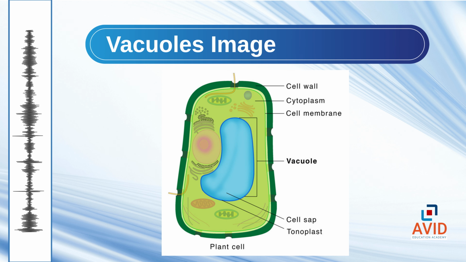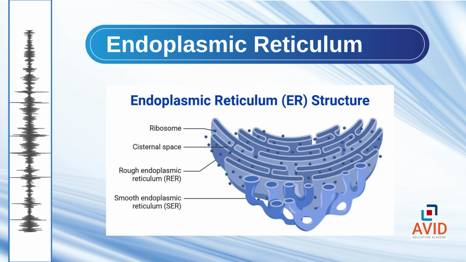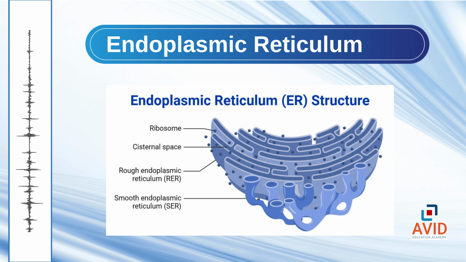For example, vacuoles are like storage tanks or backpacks. They hold useful items and keep things organized. Now let's look at the endoplasmic reticulum, or ER. The ER is like a transport system inside the cell. It moves proteins and other materials from one part of the cell to another. There are two types of ER. Rough ER has ribosomes and helps in protein synthesis. Smooth ER helps in fat, lipid synthesis, and detoxification.